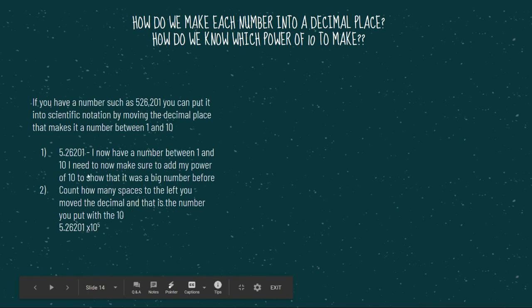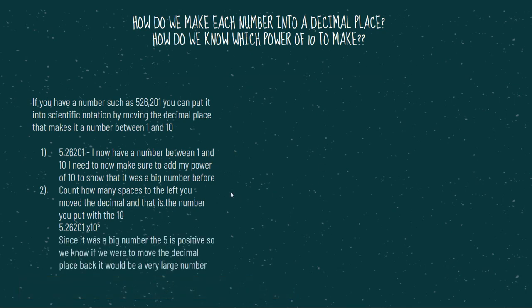Again, my 5 is positive because I had a really big number and I want to keep it big. I want people to know that it was a big number. So I moved my decimal places 5 spaces to get this number. Okay, so since it's a big number, 5, we leave it as positive. So if I moved it backwards, I would know that I moved it 5 positive spaces. So I'm going to move it back this way.